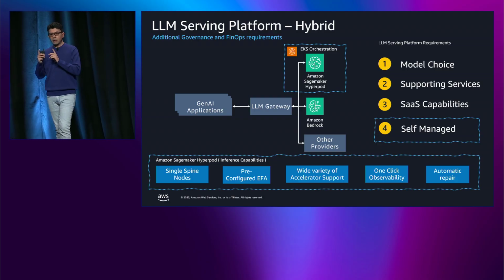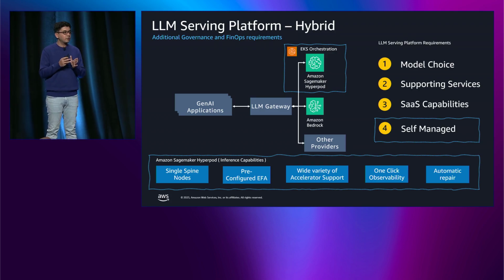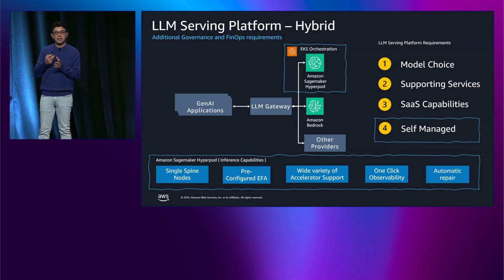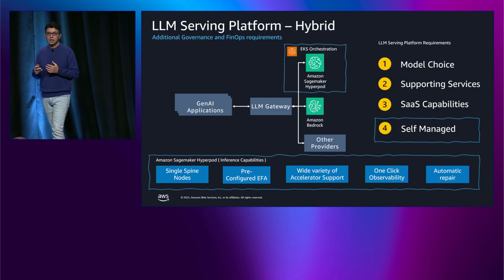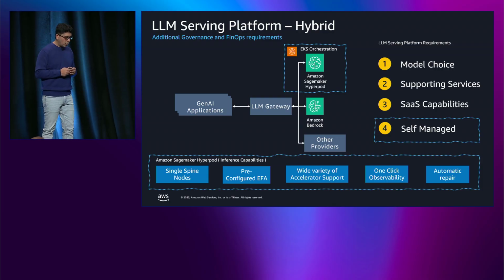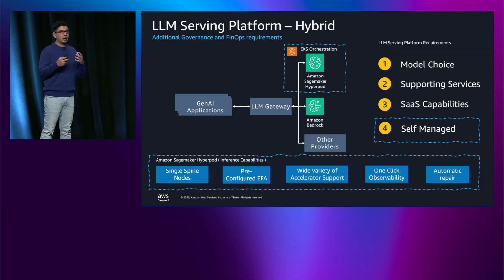Now, once the nodes are over a single spine, the next requirement they will have is how can I have super fast networking between the two? And that comes through the pre-configured Elastic Fabric Adapter, right? Elastic Fabric Adapter provides super fast network connectivity between nodes, even including OS bypass itself, which is required for LLM inference and training workloads.